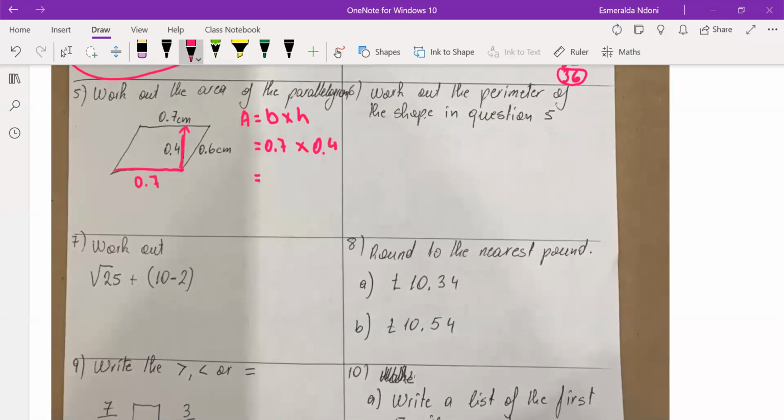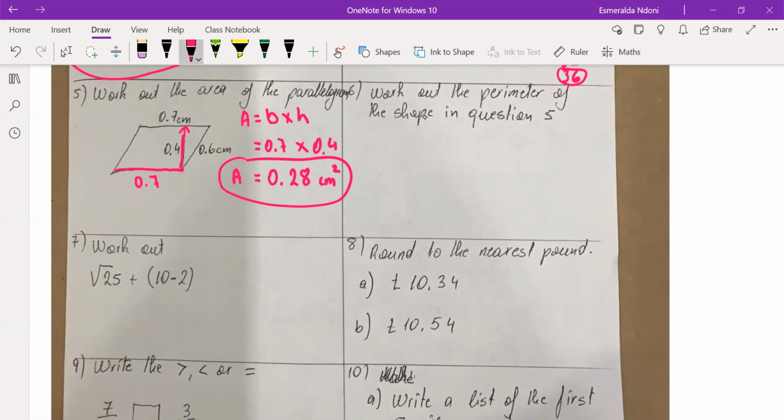Now we multiply these two numbers, 0.7 times 0.4, and that answer is going to be 0.28. Unit, don't forget, centimeters squared, because we're working with area. Tick your work or pause and correct.